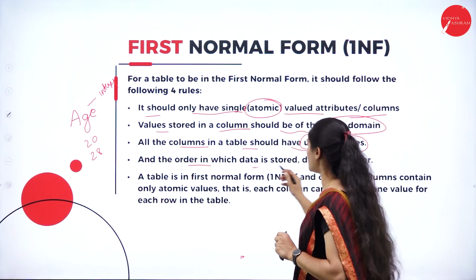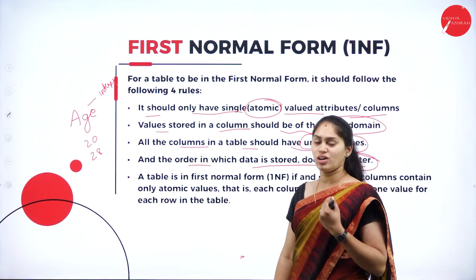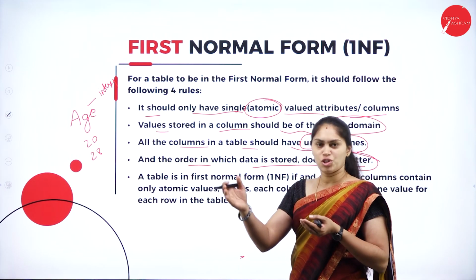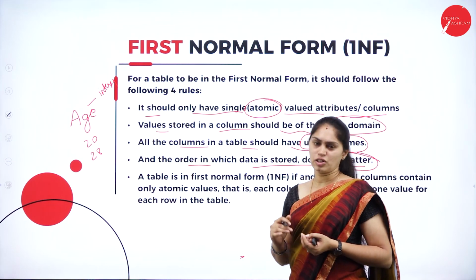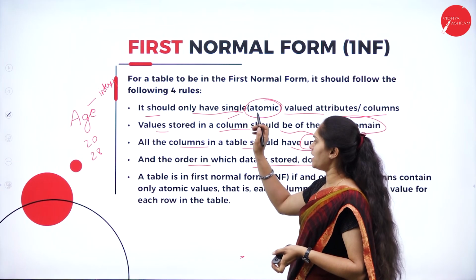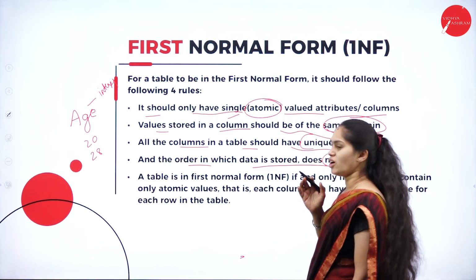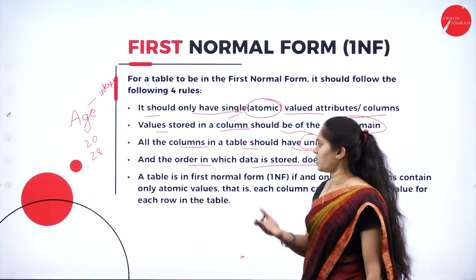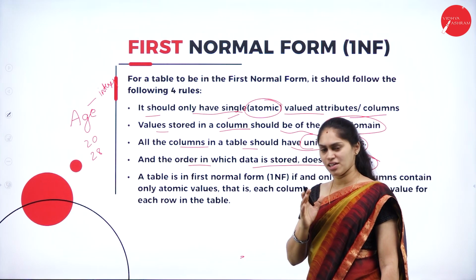And the order in which the data is stored does not matter at all. I can insert roll number 2 first and roll number 5 next. Like that we can do. The order does not matter. The main thing is that values should be single valued or atomic, the values in a column should be of the same domain, and the column name should be unique.